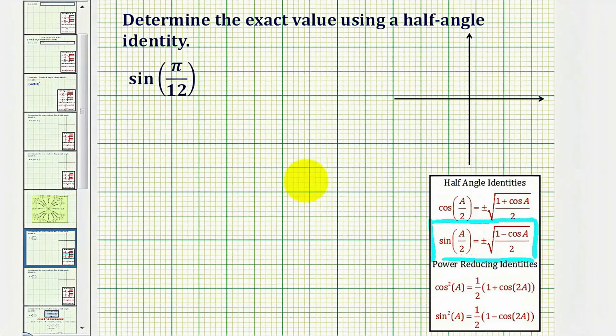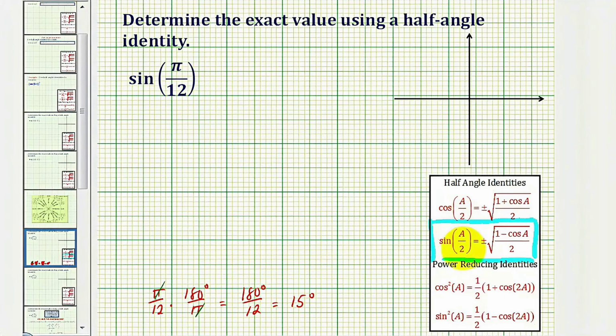Now it might be tempting to convert pi over 12 radians to degrees. Of course we could do that. Pi over 12 times 180 degrees divided by pi. Notice how the pi's would simplify out. We'd be left with 180 degrees divided by 12 equals 15 degrees. But for practice, let's go ahead and leave this in terms of radians.